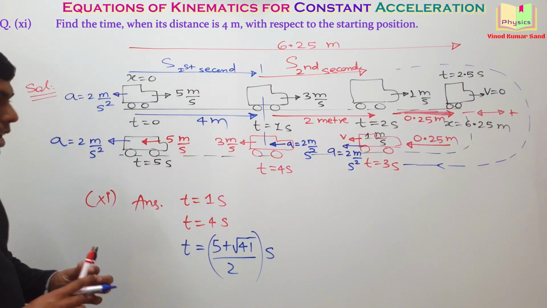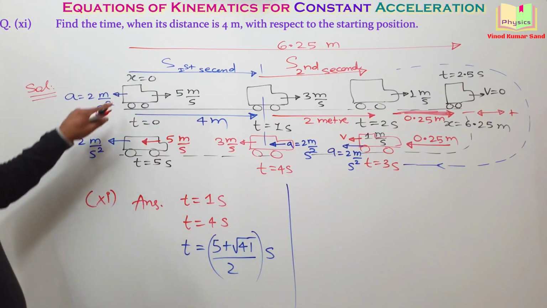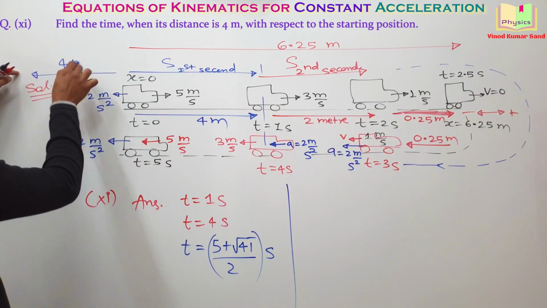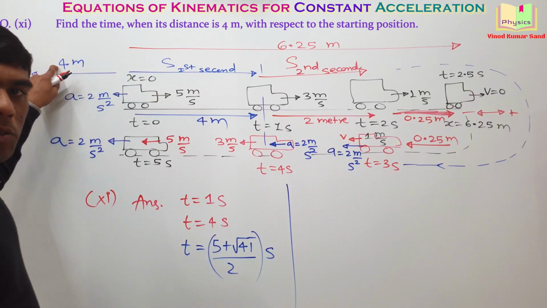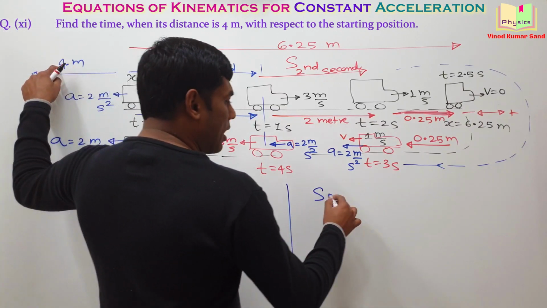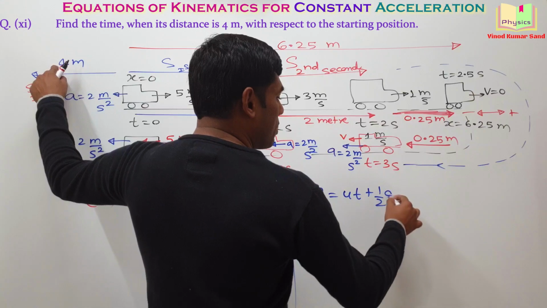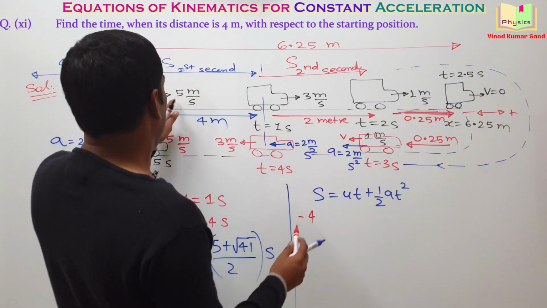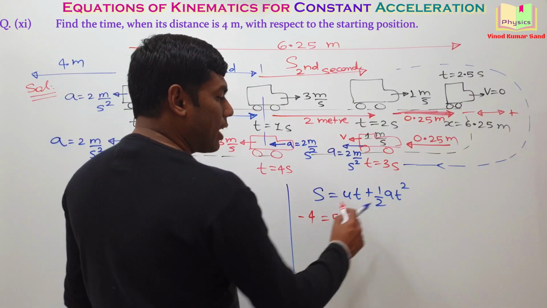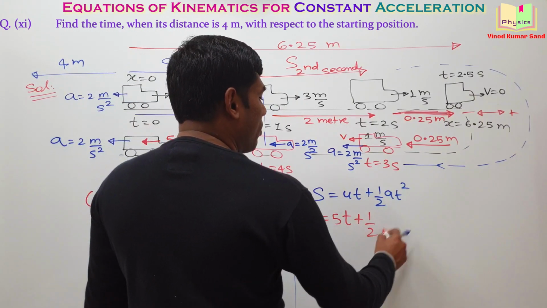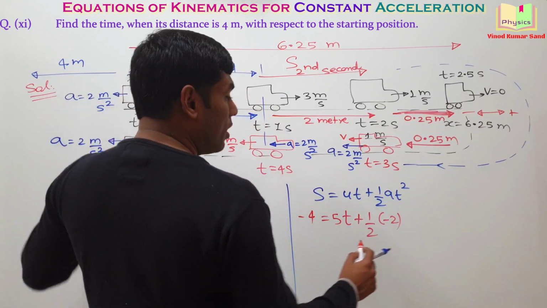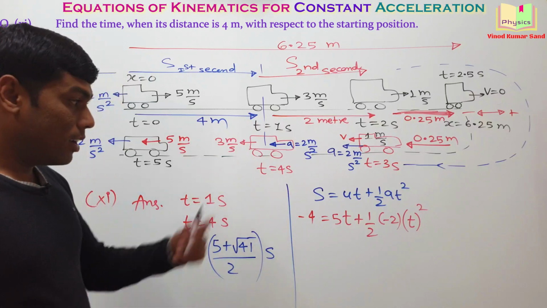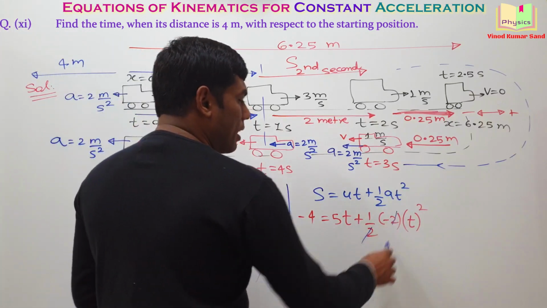So how to obtain this answer? It's pretty simple. When particle is 4 meter away in this direction, then its displacement will be positive or negative? It will be negative. I am using second equation of motion. S is equal to ut plus half at square. The displacement is -4. U is plus 5. Time is unknown. Plus half, acceleration is -2, and t square, which is unknown. Done.